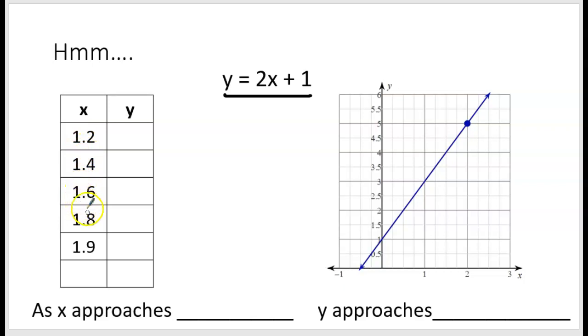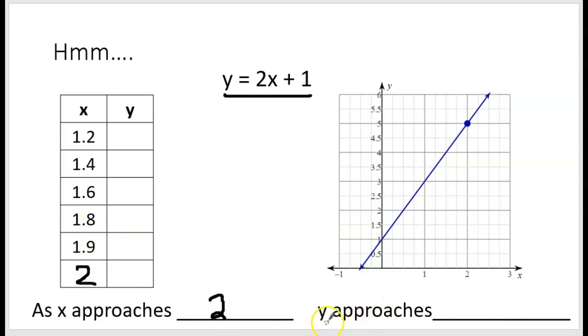Now, what I want you guys to notice is what number am I getting closer and closer to? In other words, what x value am I trying to approach here? I'm going from 1.2 to 1.4 to 1.6 to 1.8 to 1.9. What number am I trying to reach there? Hopefully, you guys recognize I'm approaching a value of 2. So x is approaching 2. It starts off at 1.2, and then it becomes 1.4, and so on until it actually reaches 2. And so we're going to say x is approaching 2.